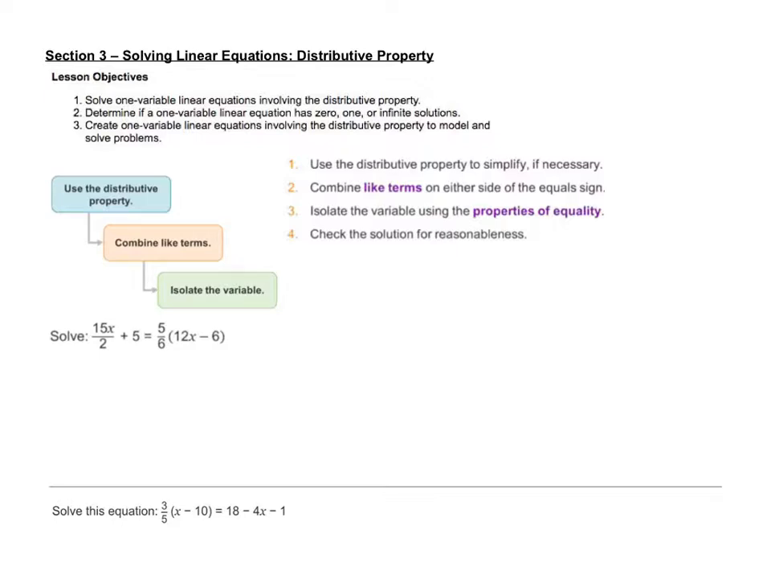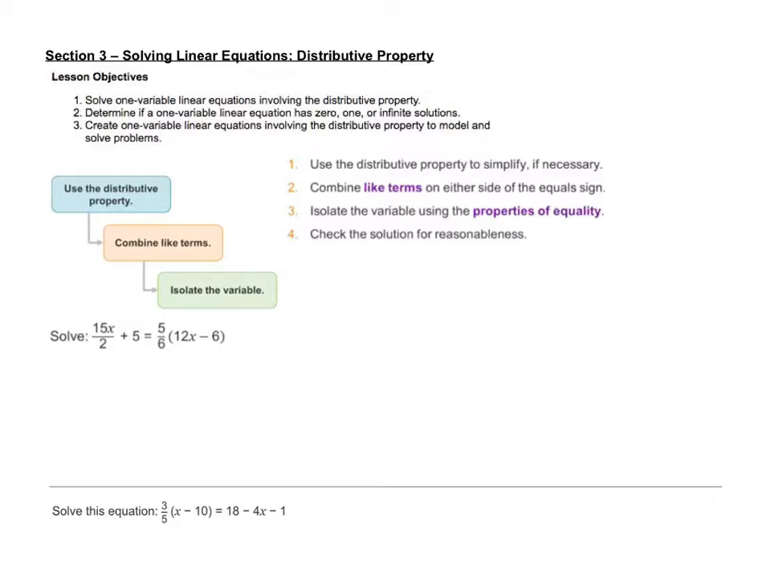This is Unit 3 and this is Section 3, solving linear equations using the distributive property. So our objectives today, we want to solve one variable linear equations involving the distributive property. We want to determine if a one variable linear equation has 0, 1, or infinite solutions. And we want to create one variable linear equations using the distributive property to model and solve problems.